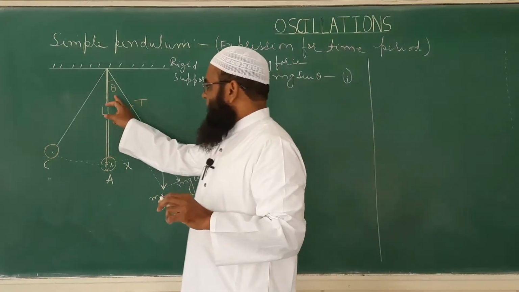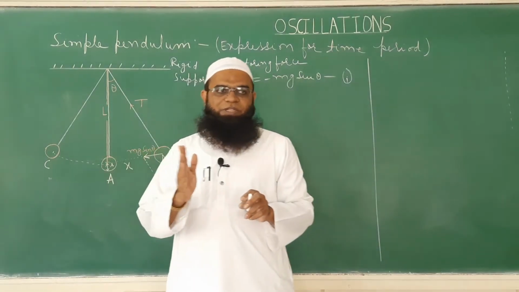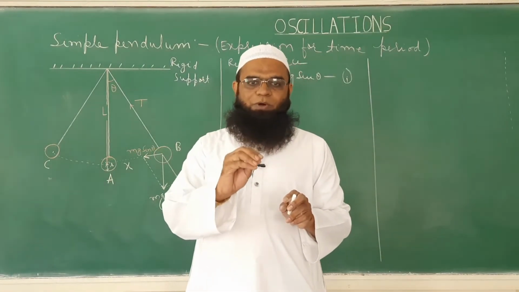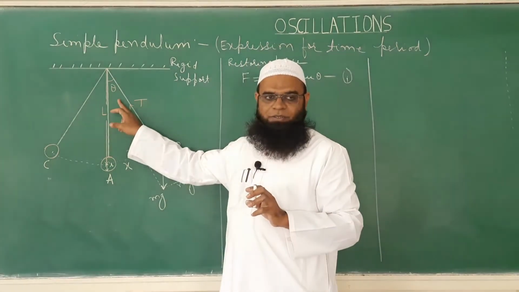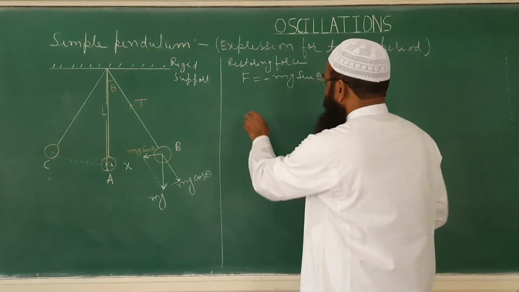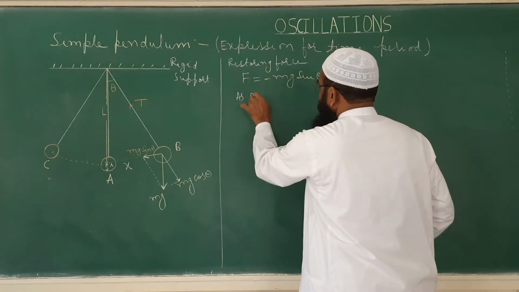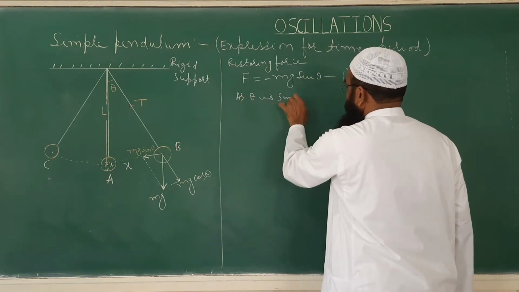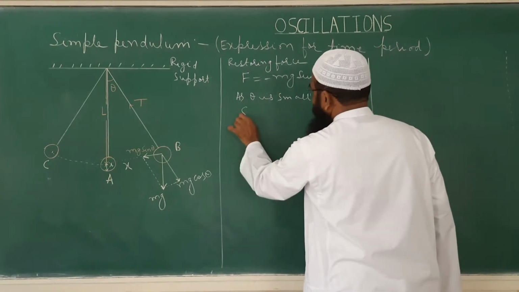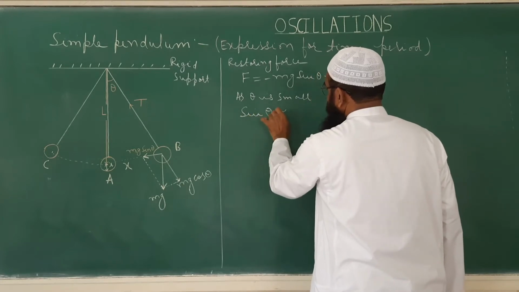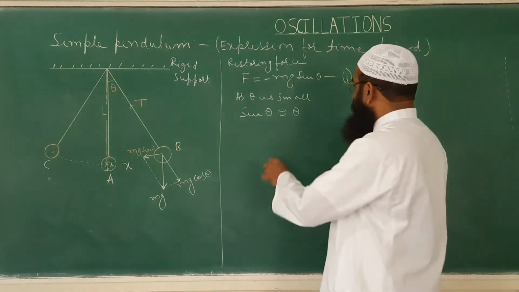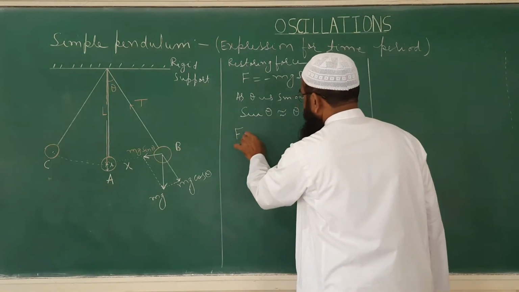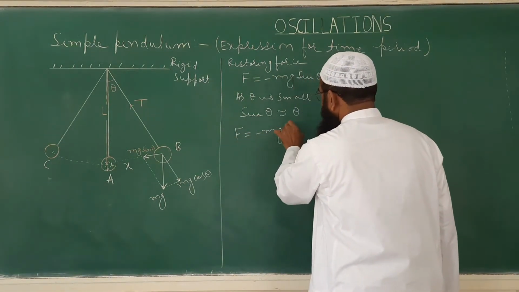Now here we assume that the oscillations given to the bob are small. That means theta is small. So when theta is small, we can take sin theta approximately equal to theta. Therefore, equation 1 will become F equals minus mg theta.